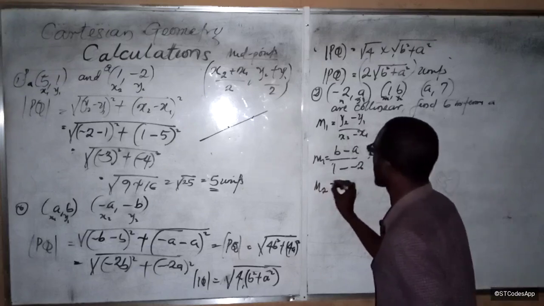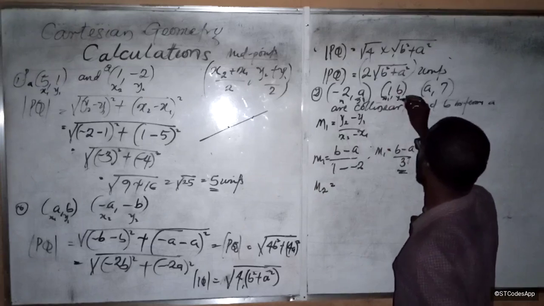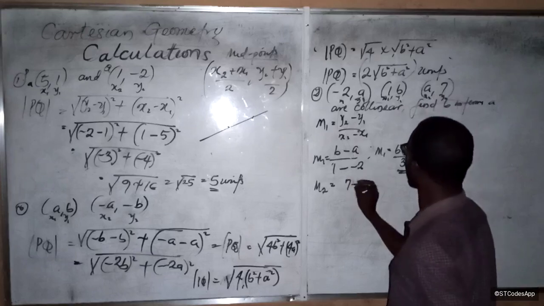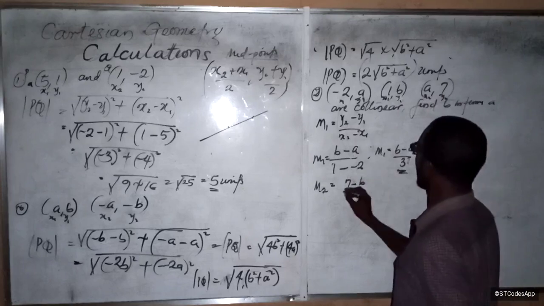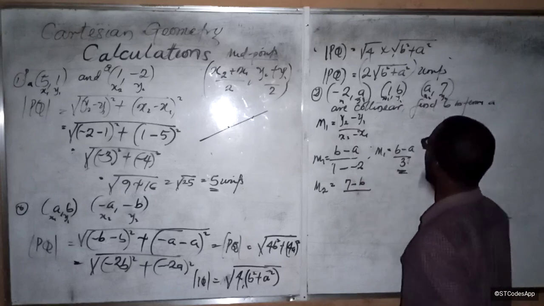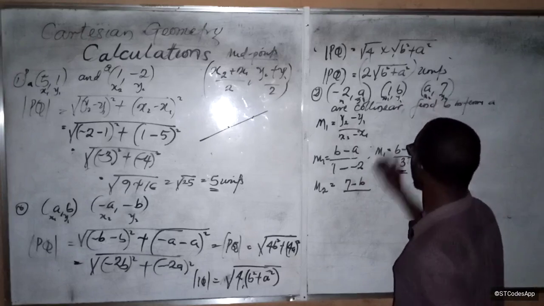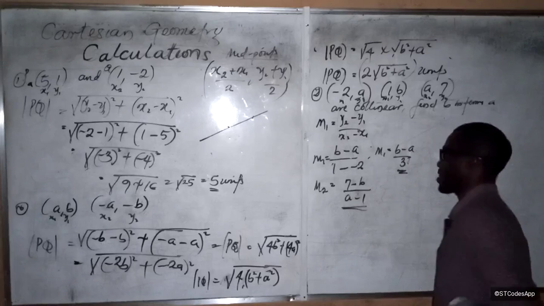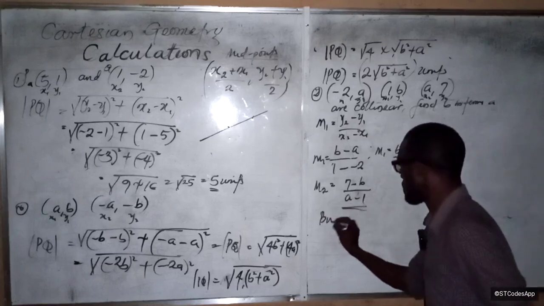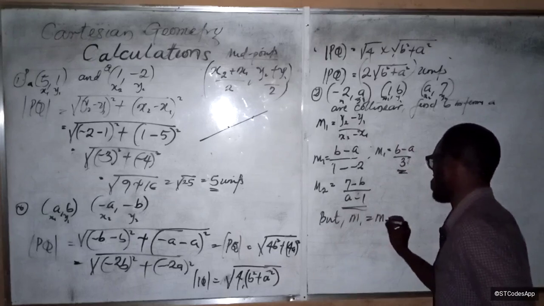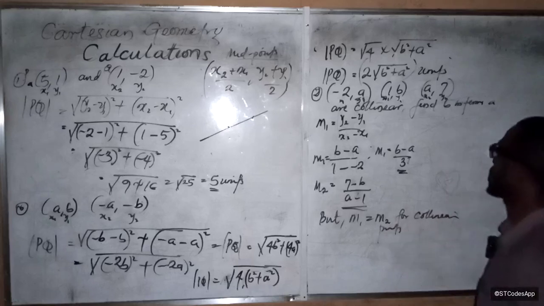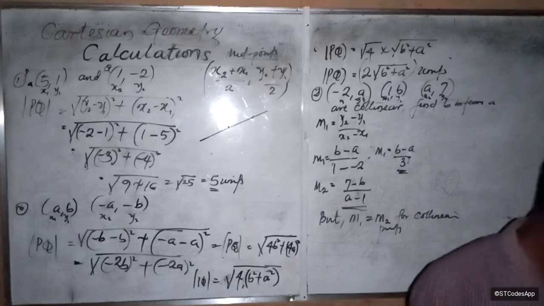So m2 is equal to, let this be our x1, let this be our y1, x2, y2. So we have 7 minus b over a minus 1. This is what we have here for m2. But m1 equals m2 for collinear points. Right? Since the points are collinear, this must stand, isn't it? So with that being the case, we have that.